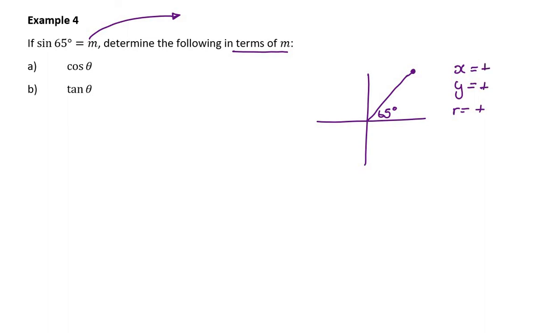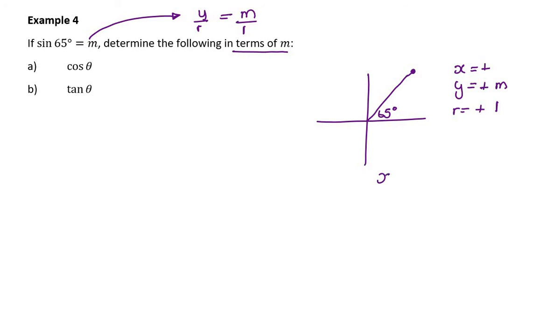Now what's the definition of sine? Sine by definition is equal to y over r. So y over r is equal to m. How do I write m as a fraction? It would be m over 1. So I now know that y is m and r is 1. This is very similar to your Pythagoras type questions from 2 and 3. It's just a little bit different in that they've told me the angle and yet they haven't given me the ratio, so everything is going to be in terms of m.